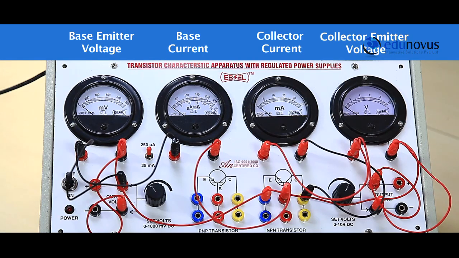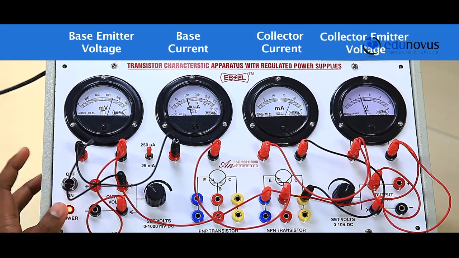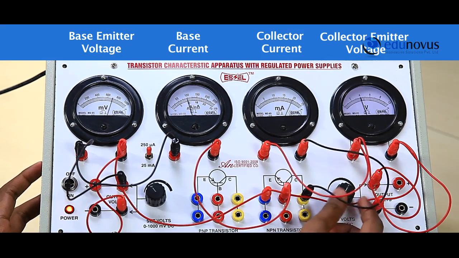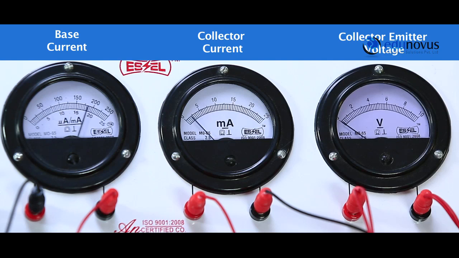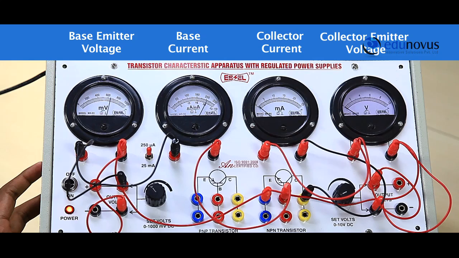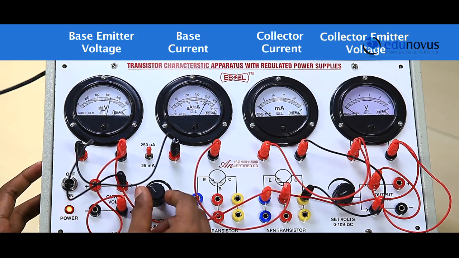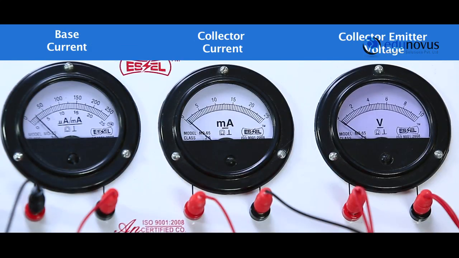So let's switch on the power supply and set the collector emitter voltage to 0 volts and adjust the base emitter voltage such that the base current is 25 microamperes. While keeping the value of the base current constant, we will now note down the value of collector current for different values of collector emitter voltages. So, for collector emitter voltage of 0 volts, the collector current is 0 milliamperes.